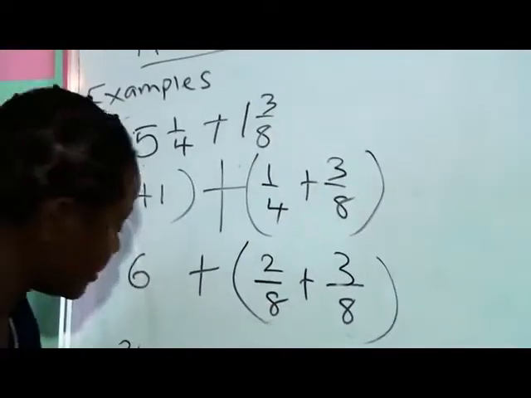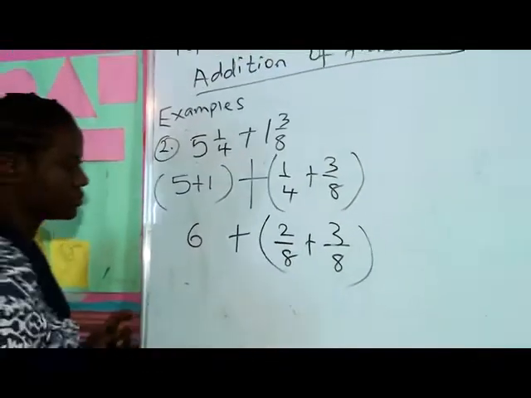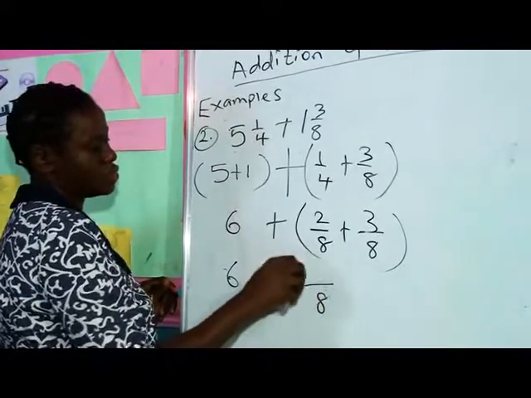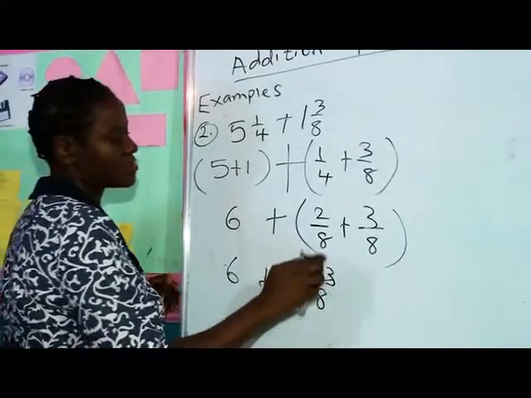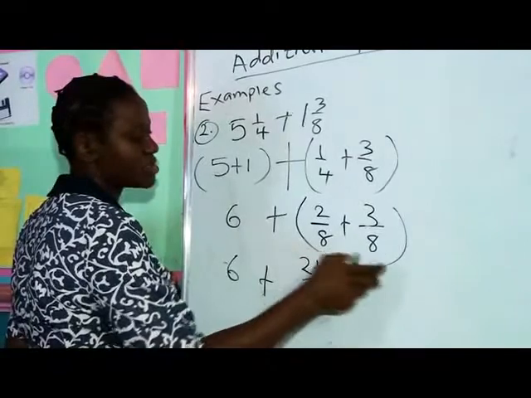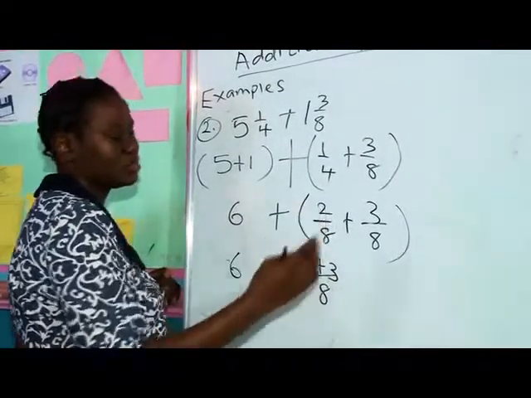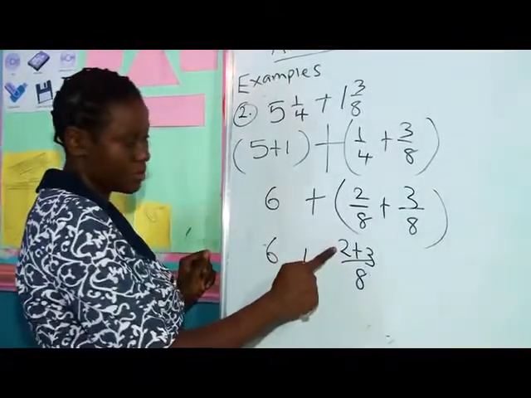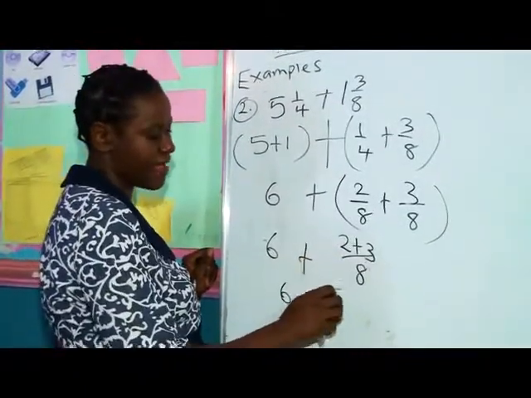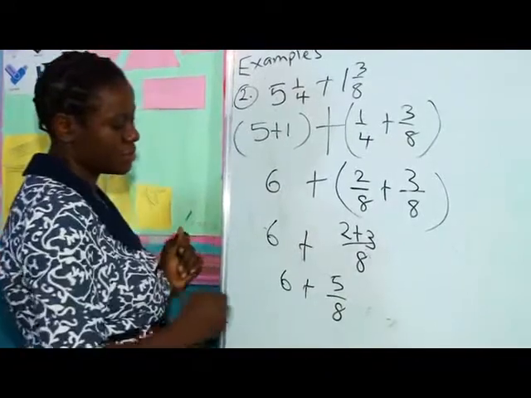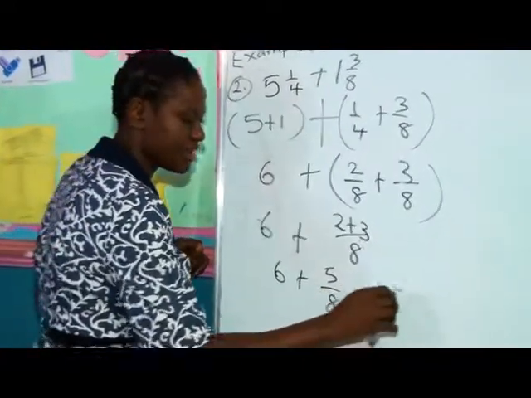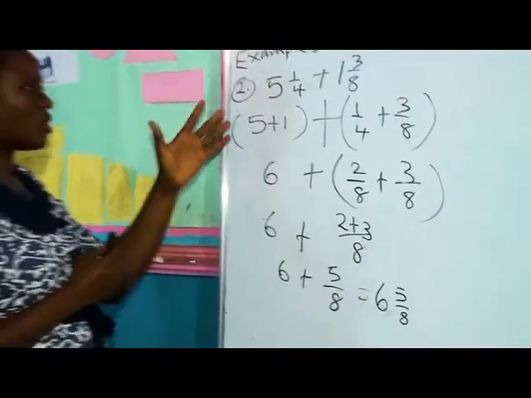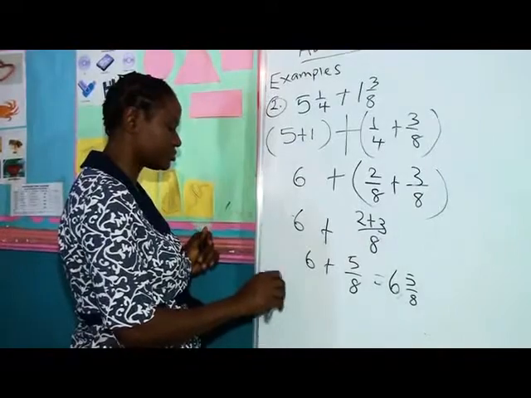Having done this, I have 6 plus 2 over 8 plus 3 over 8. Because the denominator is now the same, I could add directly. So I have 6 plus 2 plus 3, 5 over 8, giving me 6 whole number 5 over 8. This is one method. Now method 2.